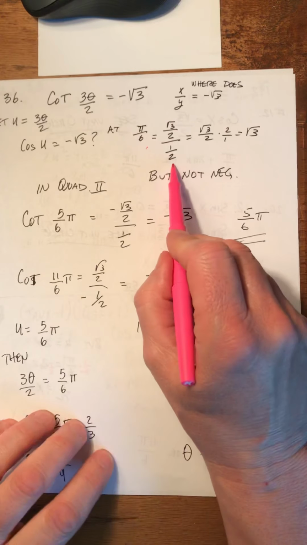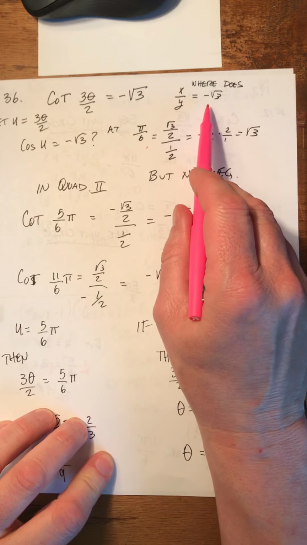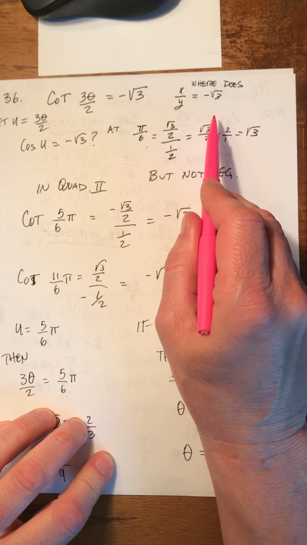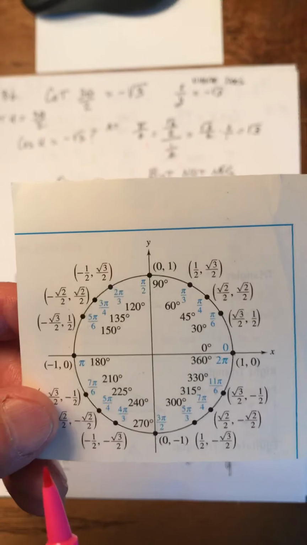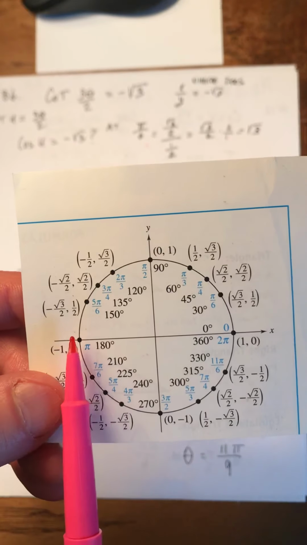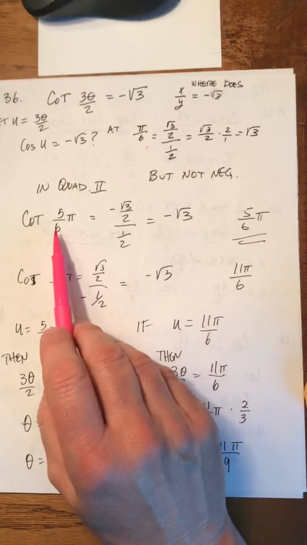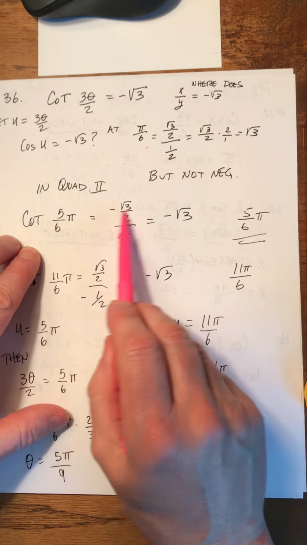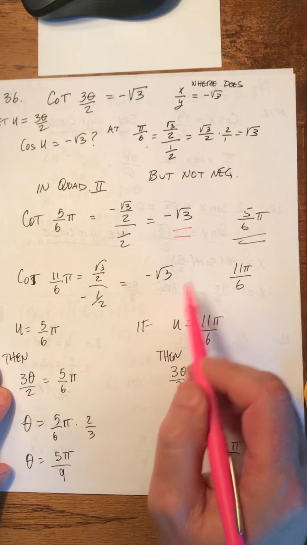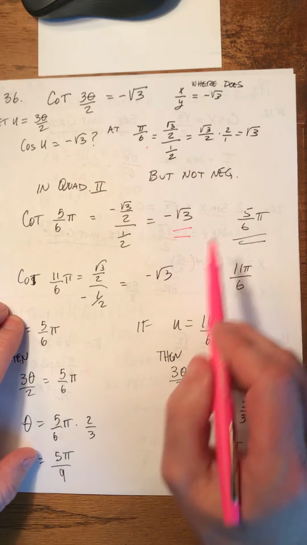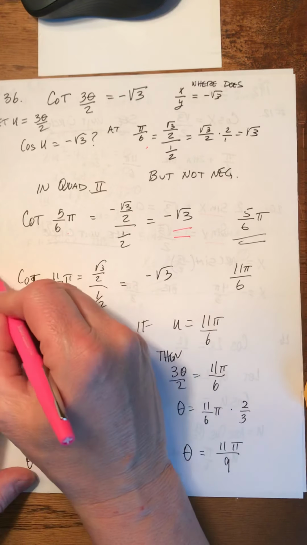If I divide those, I'm getting square root of 3. I just don't get negative square root of 3, so I'm on the right track. But if I look in quadrant 2 on my unit circle, I get the negative square root of 3 over 1/2, and I get 5/6 pi. And at 5/6 pi, if I divide these, that's where I'm getting my negative square root of 3. If you take a look on your unit circle, it also happens down in the 3rd quadrant.